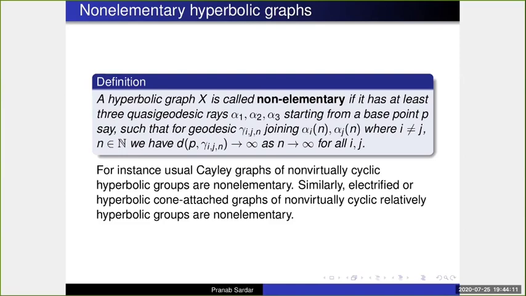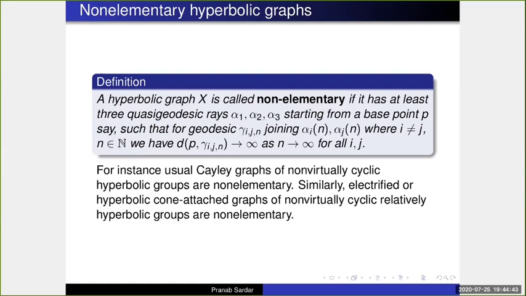So those groups which are virtually cyclic are hyperbolic and are called elementary hyperbolic. And all other hyperbolic groups are, that's why, called non-elementary hyperbolic groups. And similarly, if I choose a relatively hyperbolic group, then the corresponding electrified graph, assuming the group is not virtually cyclic, will be a non-elementary hyperbolic graph also.